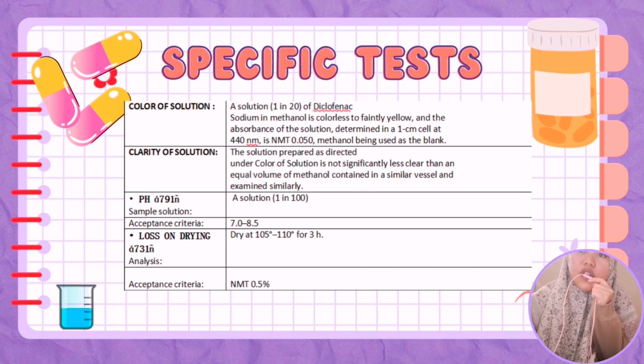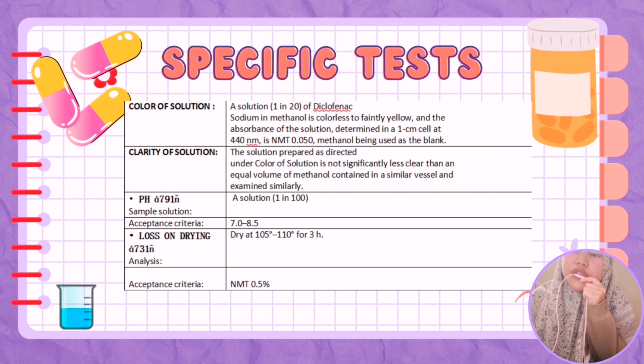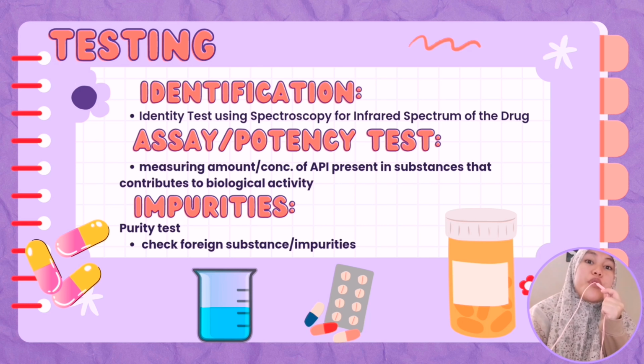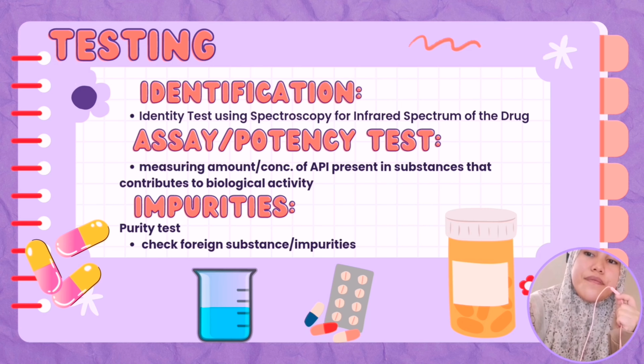And the sample solution, the solution 1 in 100, has acceptance criteria of 7.0 to 8.5. For the loss on drying, the analysis is dried at 105 to 110 degrees for 3 hours, and the acceptance criterion is not more than 0.5%. Identity test uses spectroscopy for the infrared spectrum of the drug, and the potency test measures the amount of API present, the substance that contributes to biological activity. And the last one is impurities. The purity test checks for substances or impurities.